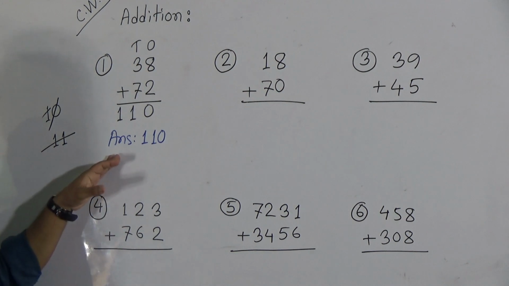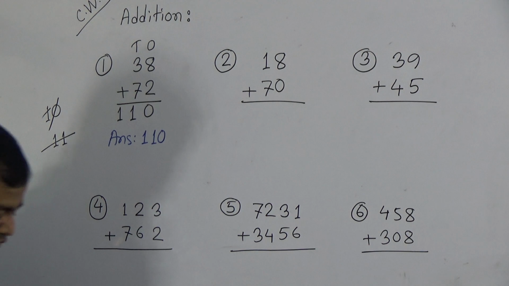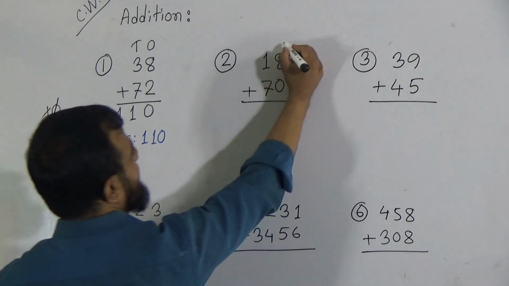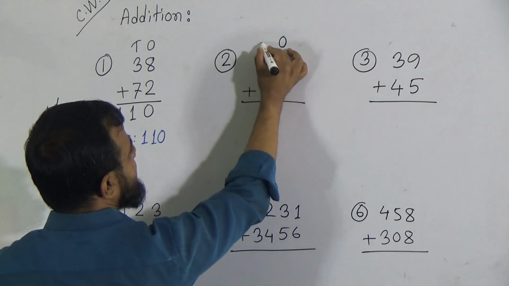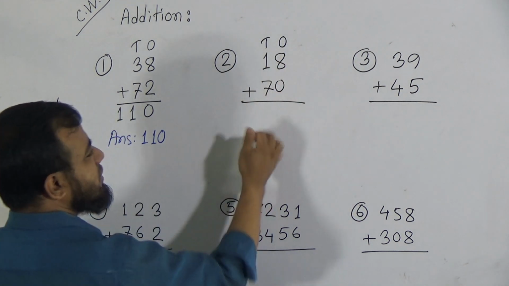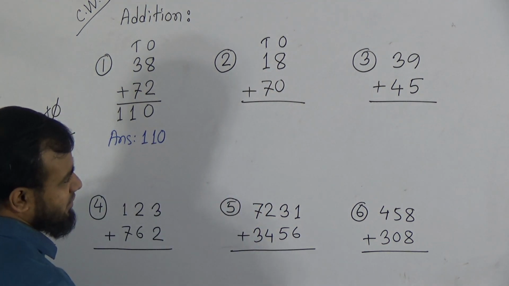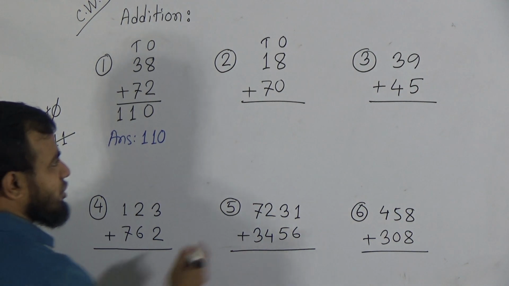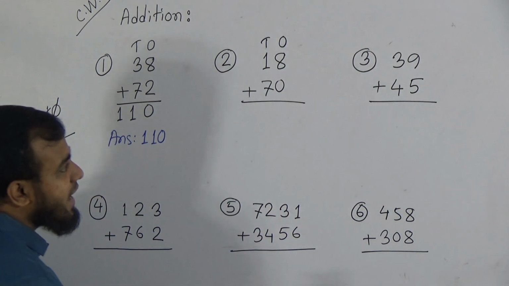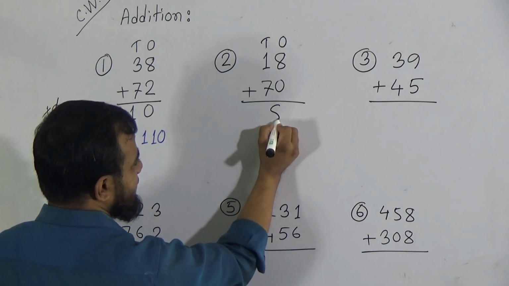Like this way we will solve all the problems. Question number 2 is we need to add 18 with 70. First of all, we need to identify the place value. This is ones place, this is tens place. This means that the digits 8 and 0 are in the ones place, and the digits 1 and 7 are in the tens place. Now, dear students, first of all, we need to add 8 with 0. If we add 8 with 0, it will be 8. 8 is a single digit number, so we can directly write it in the ones place.